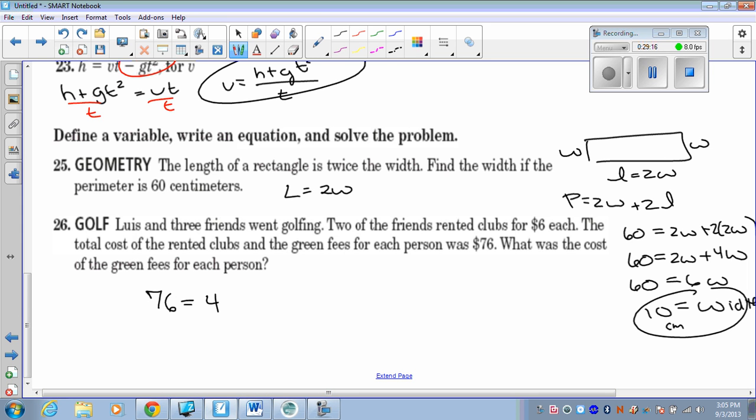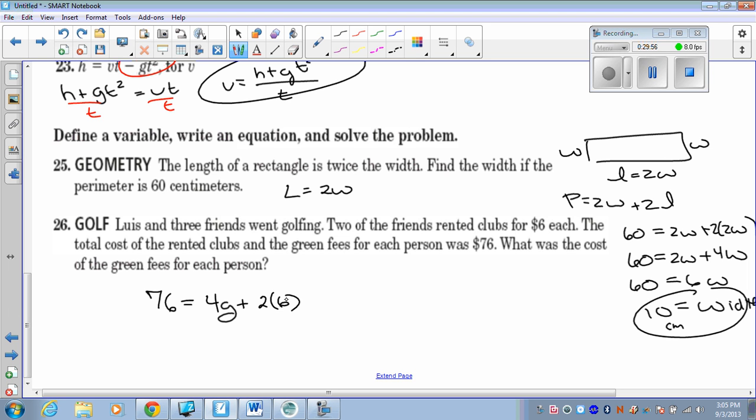And it says the green fees for each person was $76. So 4 people. Oh, I'm sorry, that's not true. The total cost for the rental clubs and green fees was $76. So we're looking for the green fees. So let's call that G. And 4 people pay the green fees. 2 friends rented clubs for $6 each. So 2 people paid $6 each. The other 2 didn't have to rent clubs, so there's no cost for them.